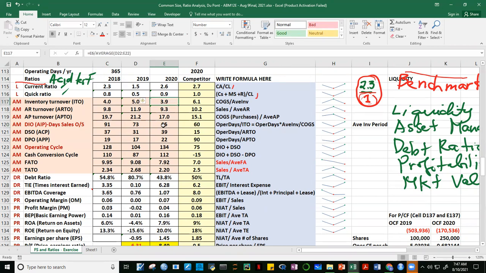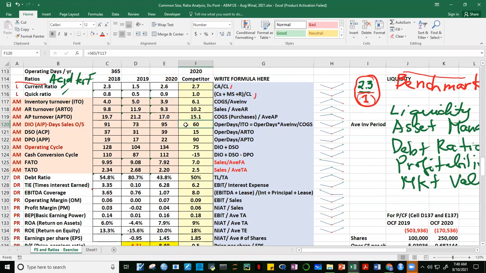So once again, guys, these two are related. We're doing it 3.9 times a year. Our competitor is doing it 6.1 times a year. And the implication is that it takes us on the average 95 days to convert to finished products and then sell, while our competitor on the average takes only 60 days. So we are being swamped by the competitor. By the 60th day, guys, they're able to already sell their finished goods, while it takes us 95 days.